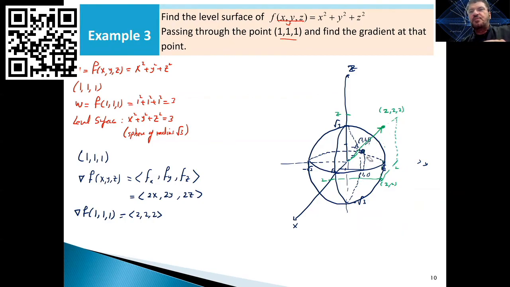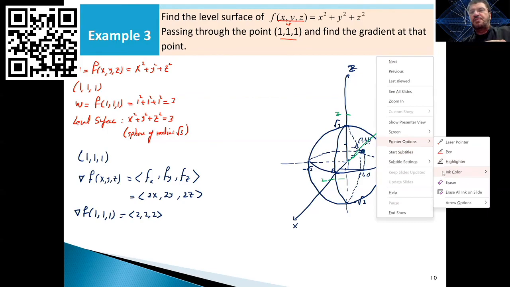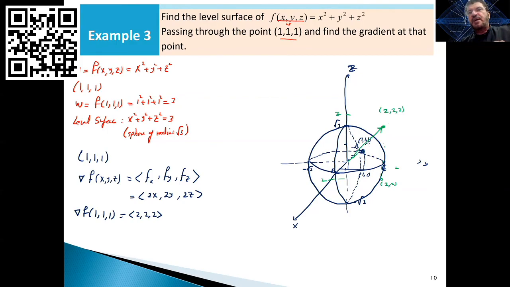Let me remove those messy ones. Okay. All right, so let's do this with a different color, as I mentioned. I'm going to take the blue one. I am going to take a vector that is parallel to this, and this is the gradient of f. This is the vector that is perpendicular to the surface, at the point (1, 1, 1).